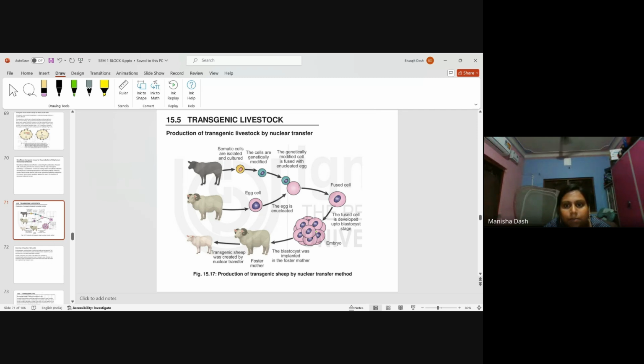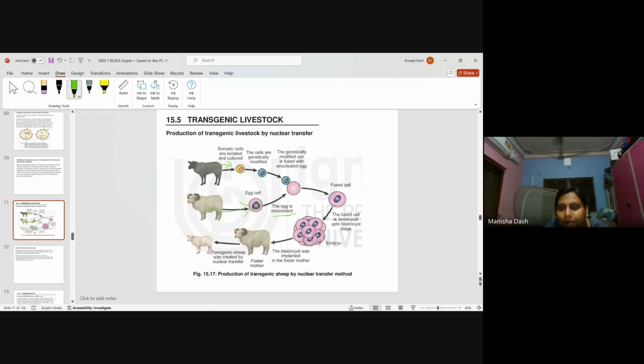Here is the production of transgenic animals. How is it done? You isolate somatic cells from one animal and culture them. Then you can do whatever modifications you want in this somatic cell. Then you take an egg cell from some other animal. The egg cell is usually enucleated, meaning the nucleus is removed, because you don't want those genes to be expressed. Rather, you want the genes that you have modified to be expressed in the future cells.